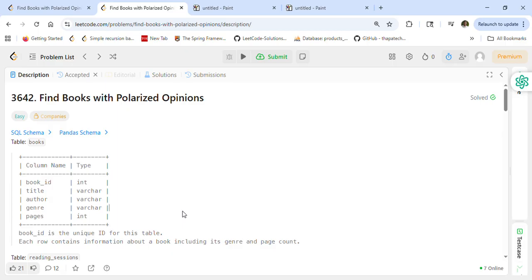Today we are going to solve another very recent SQL coding problem. It's on Leetcode 3642, find books with polarized opinions. So this is another quite interesting SQL coding problem. We'll understand this problem in today's session, and we are also going to implement our MySQL solution to solve this coding problem.